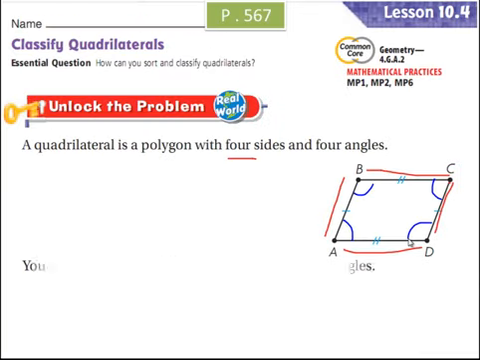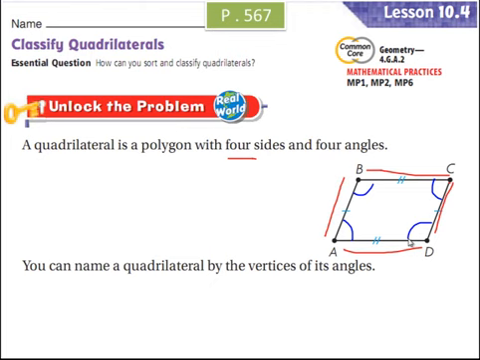Okay, and you can name a quadrilateral by the vertices of each angle. How can I name it, teacher? You should name it in a round way. Look, A, then B, after that C, finally D. A, B, C, D. Or D, C, B, A. You should start from left to right or right to left, as you see.